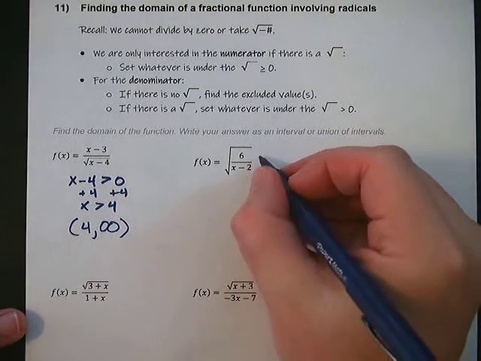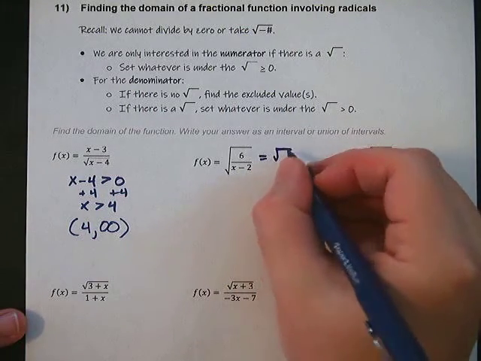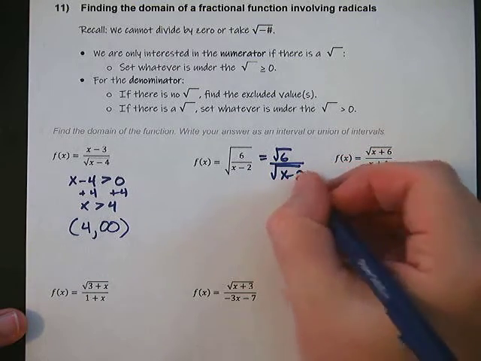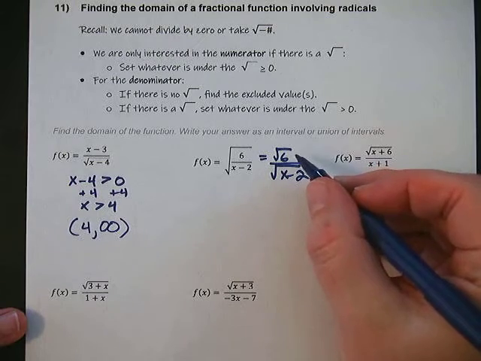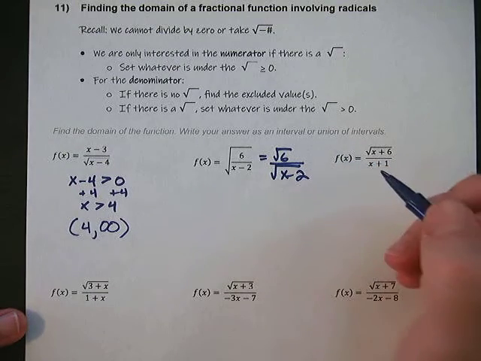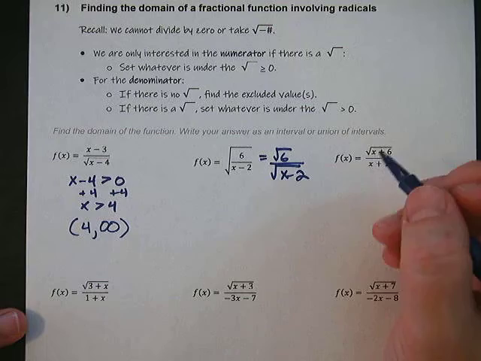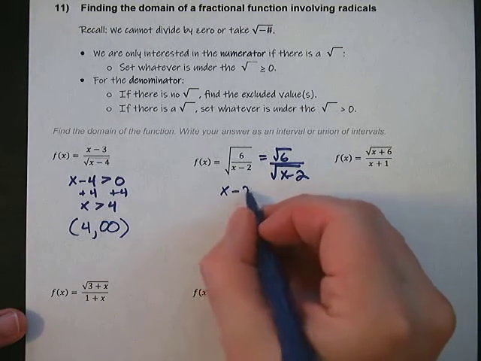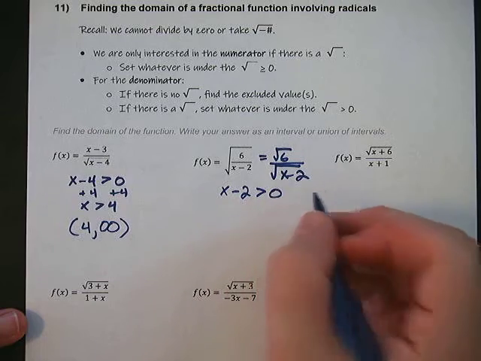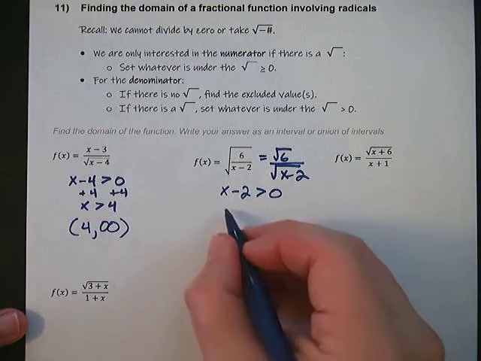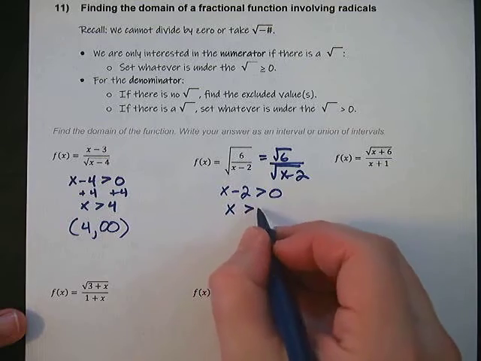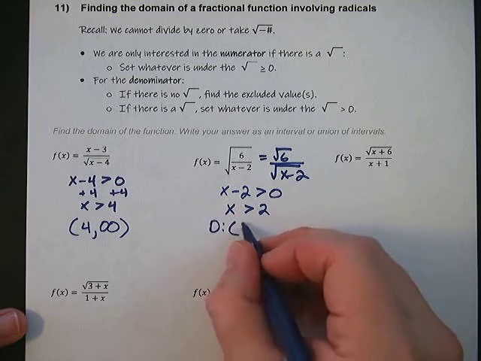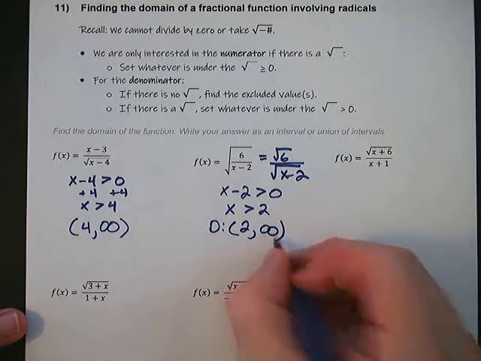On this one, you can rewrite it as the square root of 6 divided by the square root of x minus 2. We're not going to pay attention to the square root of 6 because that's just a number. If it did have a variable in it, then we would have to deal with it, but it doesn't. So we'll just pay attention to the square root on the bottom, and just like the last one, we'll say x minus 2 is strictly greater than 0 because it's in the denominator. So x is greater than 2, and your domain is 2 to infinity with both parentheses.